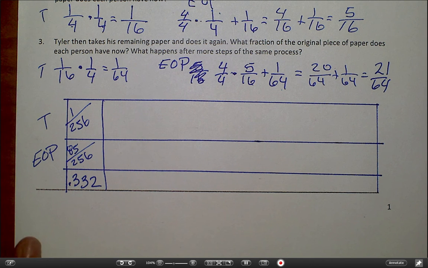All right, so the next piece here. Guess what? Tyler does it again. Okay, so if Tyler does it again, what am I going to do with Tyler's value? Divide by 4, or multiply by 1/4. So let's take the value, which is 1 over 256, and multiply by 1/4. So everyone should be doing this in the calculator because these numbers are going to get ridiculous here soon.